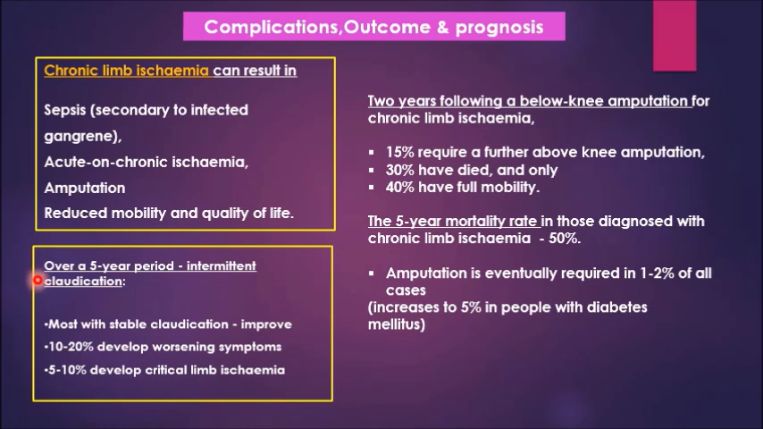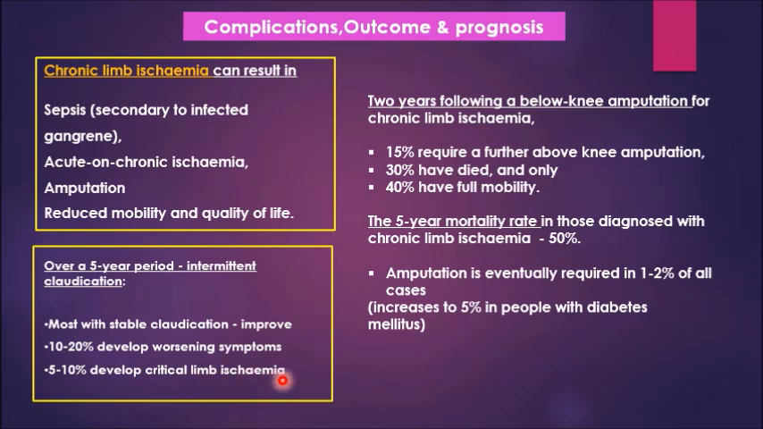Over a 5-year period, for intermittent claudication, what's the future of these patients? Most of them with stable claudication will improve. However, 10 to 20% of them develop worsening symptoms. From claudication, they may go into chronic limb ischemia, or acute limb ischemia. Okay, that's another thing. And 5 to 10% develop critical limb ischemia.